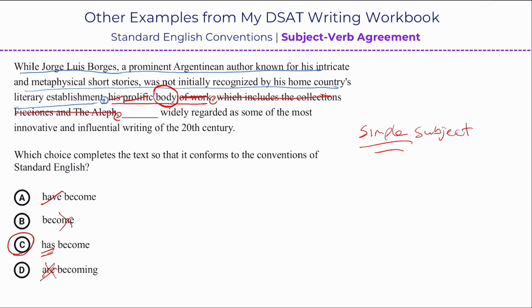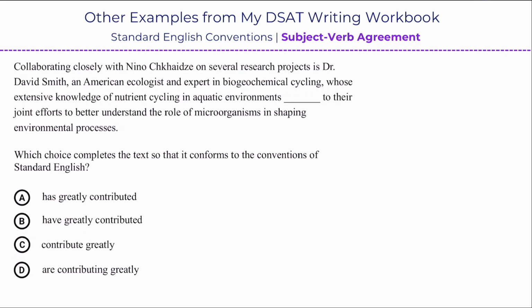Next question. Again, this is also from my workbook. Take a look at the answer choices. Take a glance at it. Does anyone notice a difference between a singular and a plural verb? Yeah, we have has contributed and have. Has is a singular verb and have is a plural verb. Contribute and are contributing are both plural verbs. So we see this difference between singular and plural verbs. So we know that one of the things we're going to be tested on is subject verb agreement. So I've got to read to find the subject of the sentence. Okay, so that's what I'll do here.